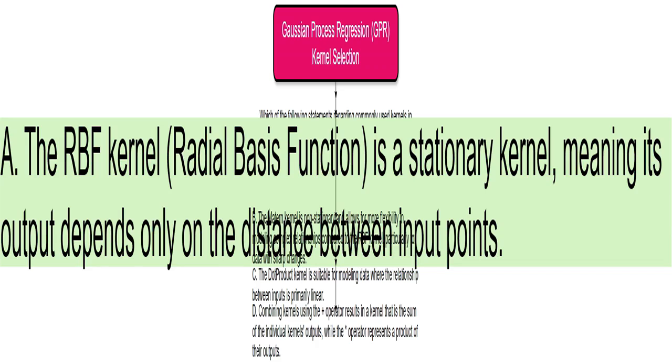The dot product kernel is ideal for data showing a linear relationship. It calculates the dot product of input features, which means it's most effective when the relationship between your input features and the output is best described by a straight line. Think of it like finding the correlation between your inputs and outputs. It's really useful when there's a clear linear trend.